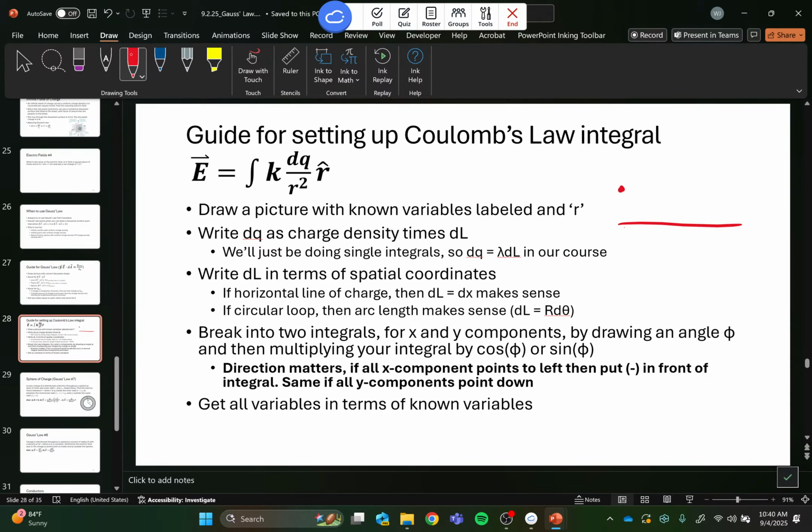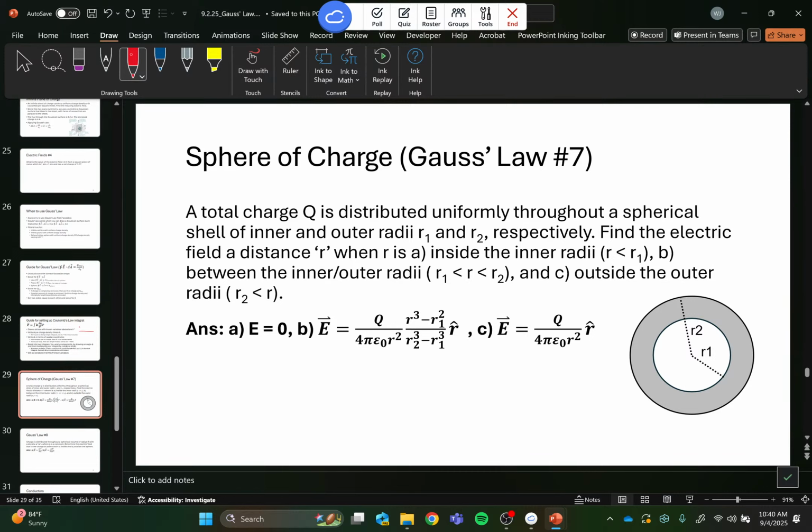So, back to Gauss's law. Here is the problem that we're going to work on, and there are a few variations of this in the problem set. It says a total charge Q is distributed uniformly throughout a spherical shell with inner and outer radius R1 and R2 respectively. Find the electric field at distance R, and there are three different places that we're looking at. One is inside the inner radius, one is between the inner and outer radius, and the last one is outside the outer radius. And there are all the answers there.